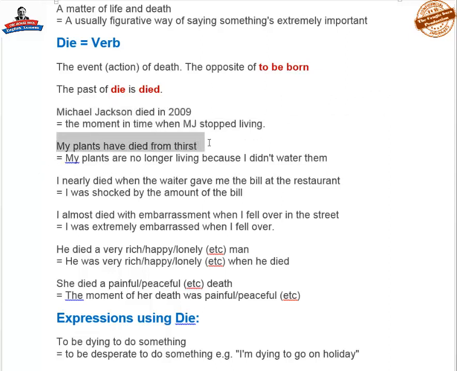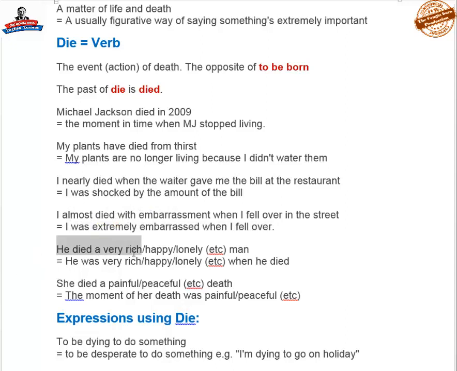My plants have died from thirst. My plants are no longer living because I didn't give them water. I nearly died when the waiter gave me the bill at the restaurant. I was shocked by the amount of the bill. I almost died with embarrassment when I fell over in the street. I was extremely embarrassed when I fell over.